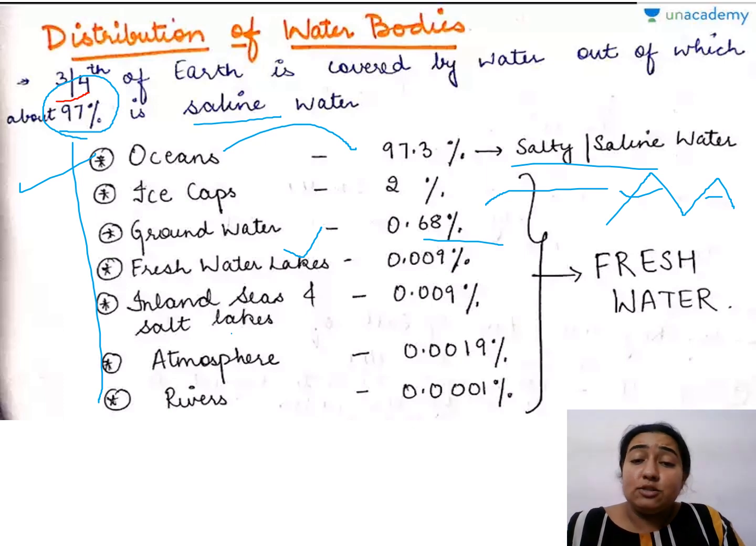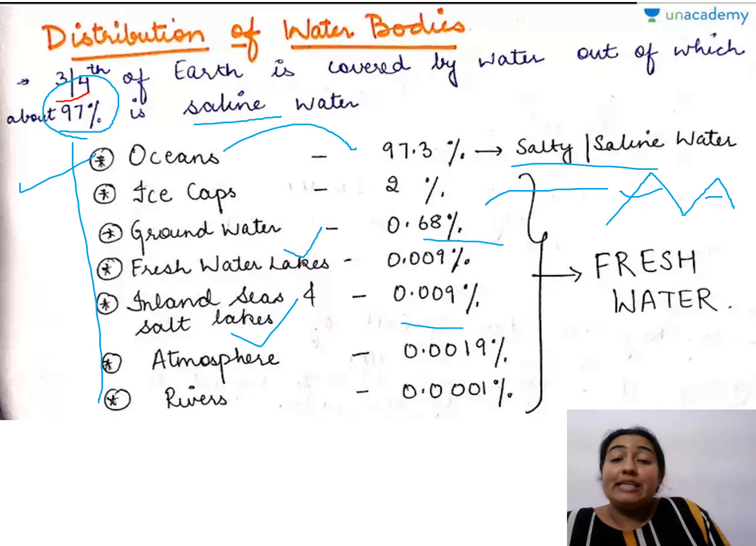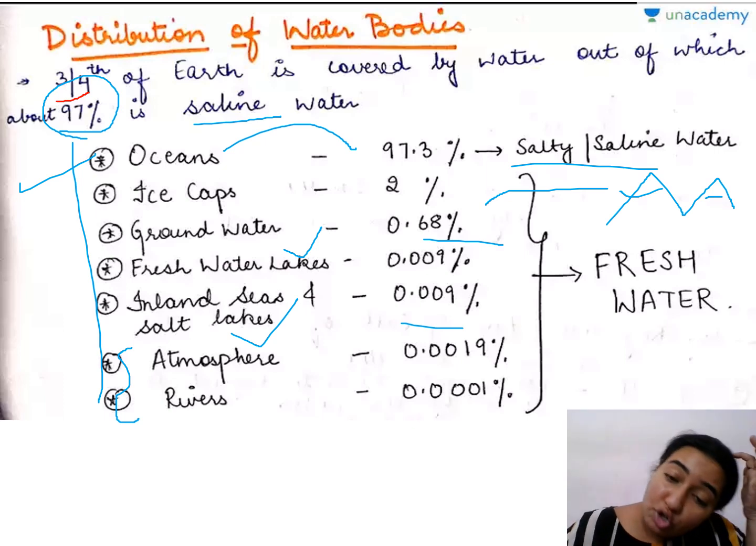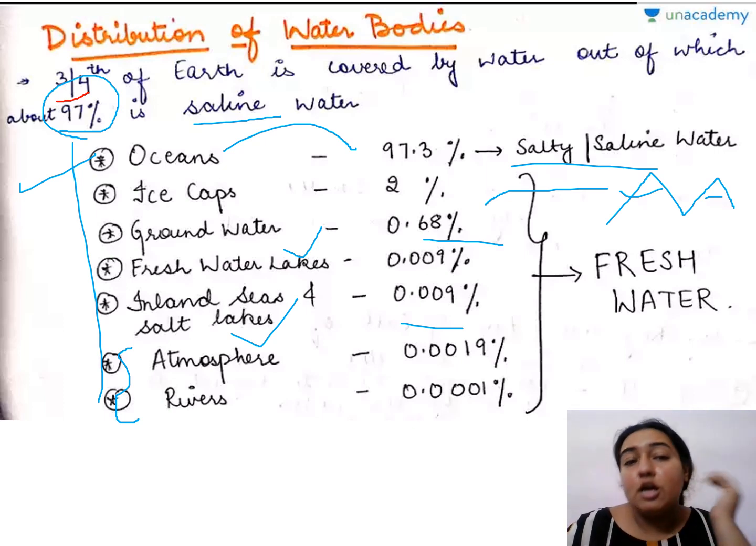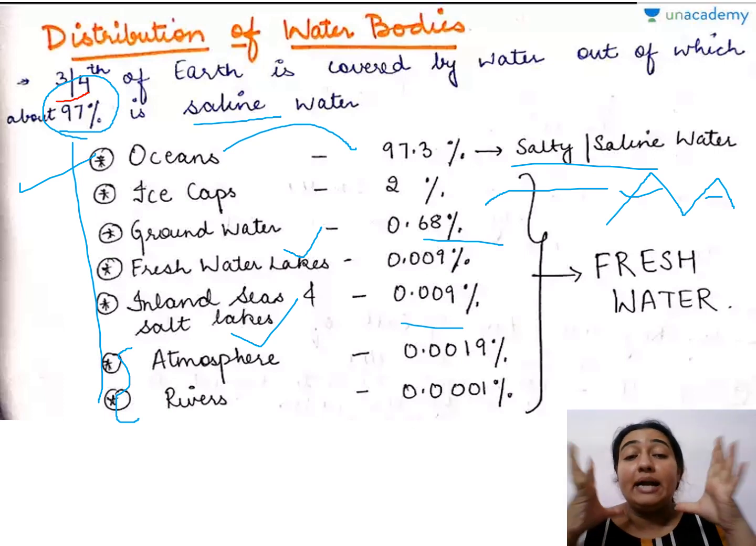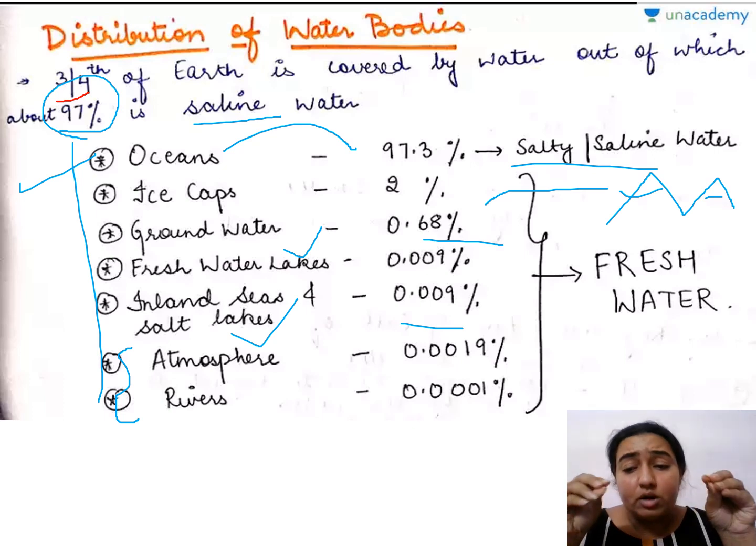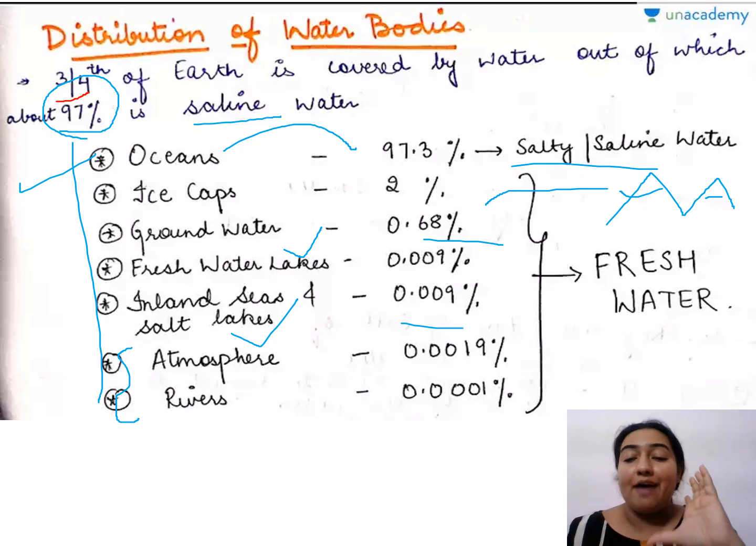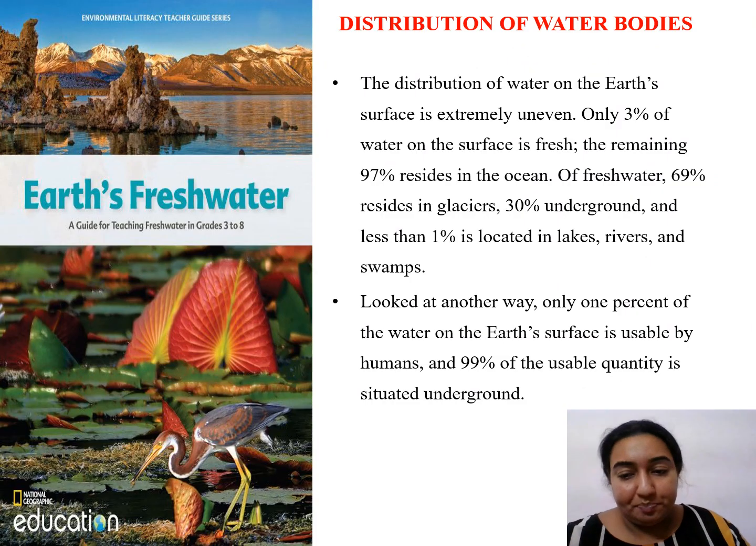Islands, seas and salt lakes are only 0.009%, whereas atmosphere and rivers constitute 19% and 0.1% respectively. So this is the distribution of water bodies, and this shows what percentage of water on earth is having how much percentage, right? Now let's see the actual meaning, distribution of water bodies.